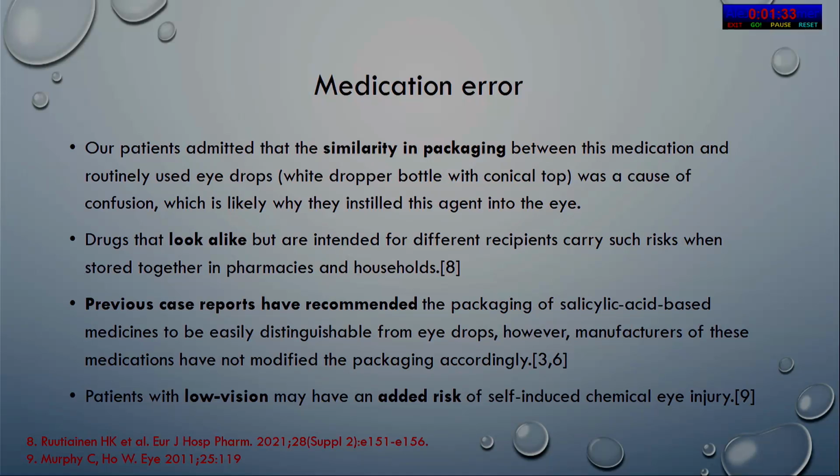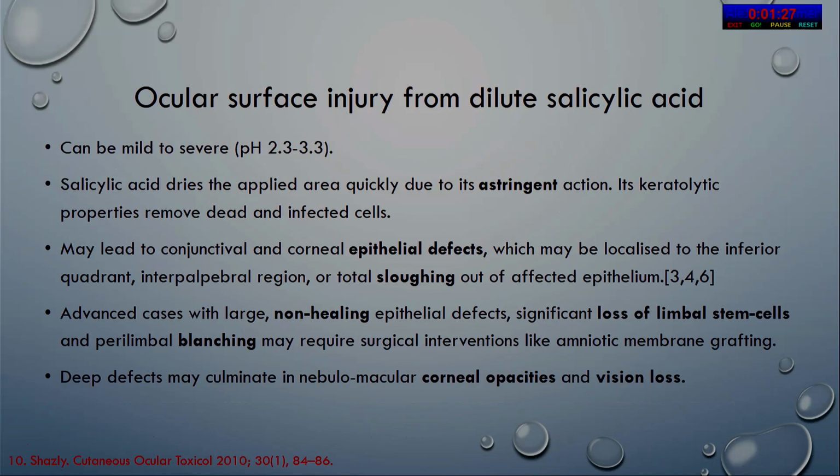Patients with low vision may have an added risk of self-induced chemical eye injury, which is further compounded by this confusion. The ocular surface injury from salicylic acid can be mild to severe due to its astringent action. It can have epithelial defects or sloughing, or non-healing epithelial defects with loss of limbal stem cells and blanching, may need surgical intervention, and may culminate in corneal opacities and vision loss.